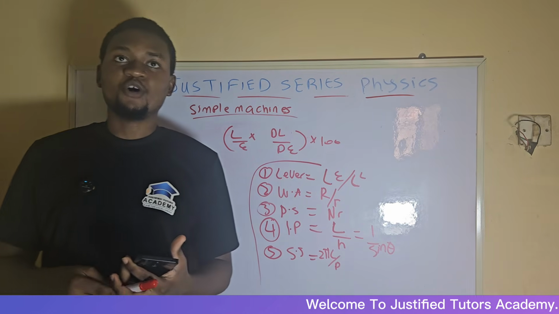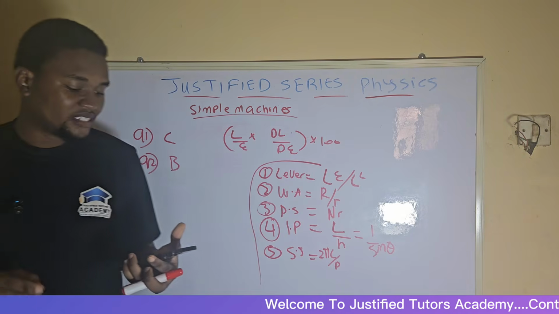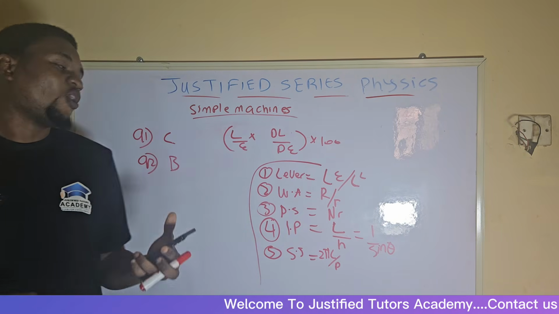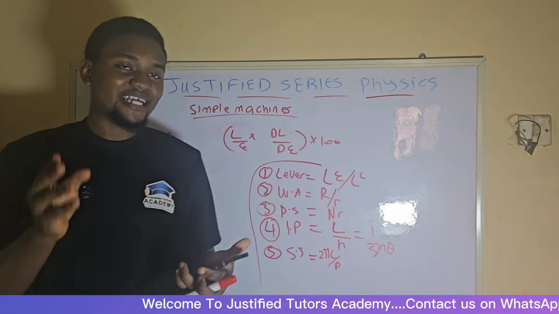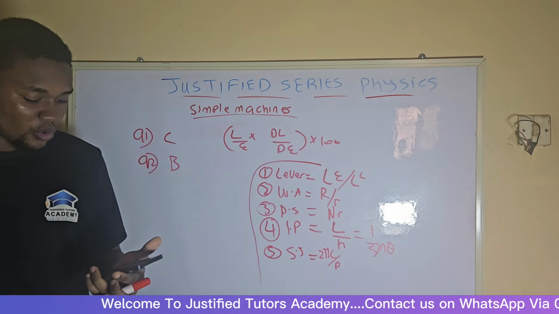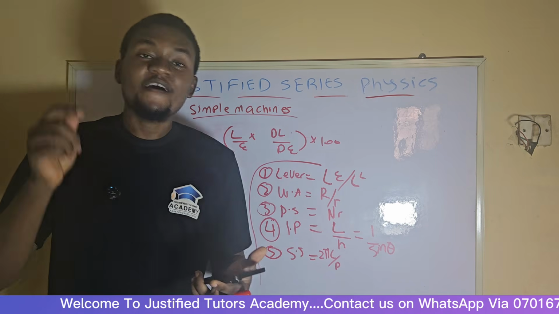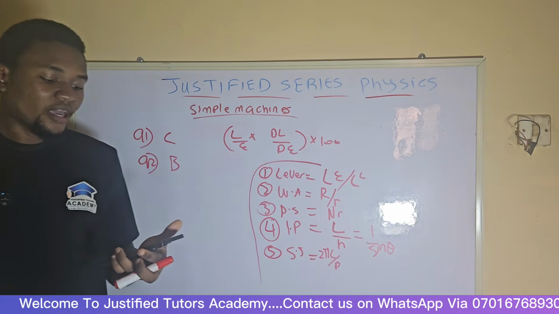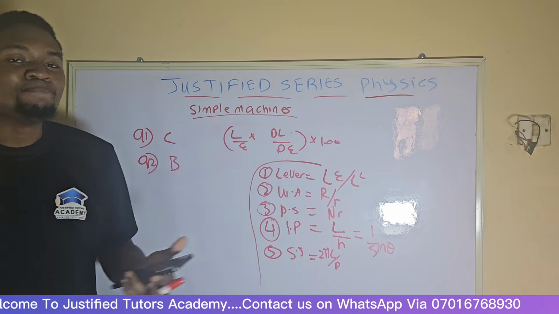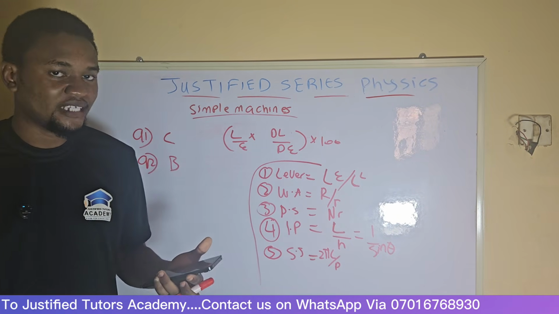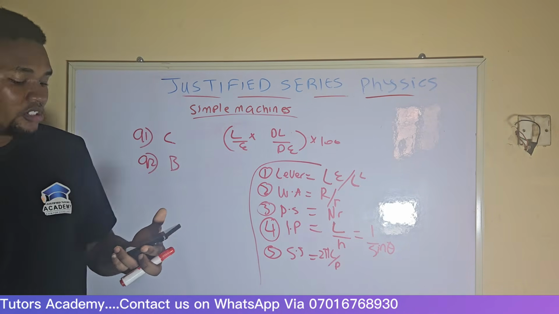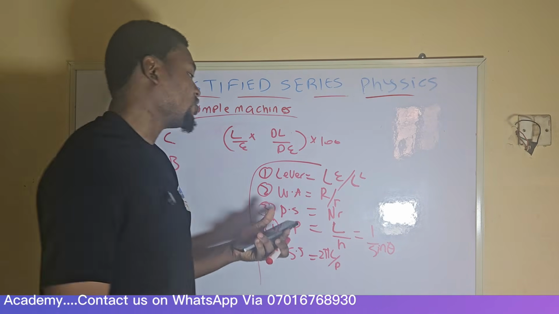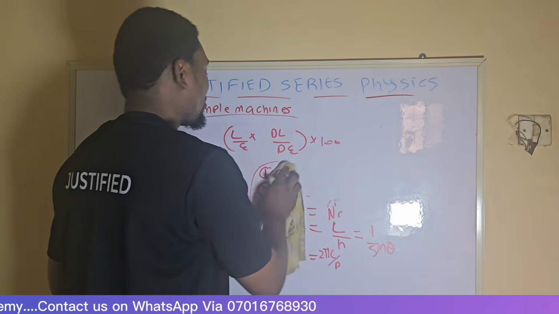Key characteristics of simple machines are these. The unit of the VR is unitless. That is, the velocity ratio does not have any units at all. And then friction: VR is independent of friction. And then also, an ideal machine is always 100% efficient. All right, guys.